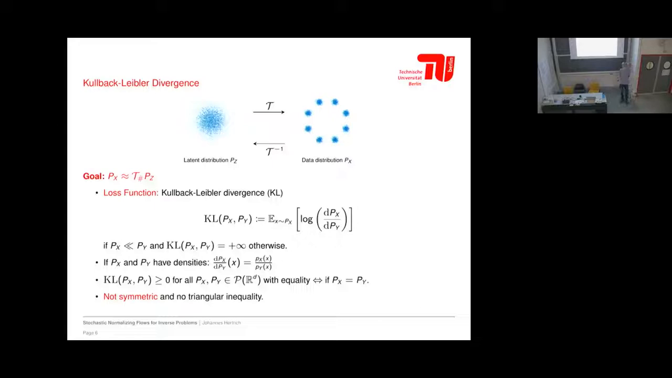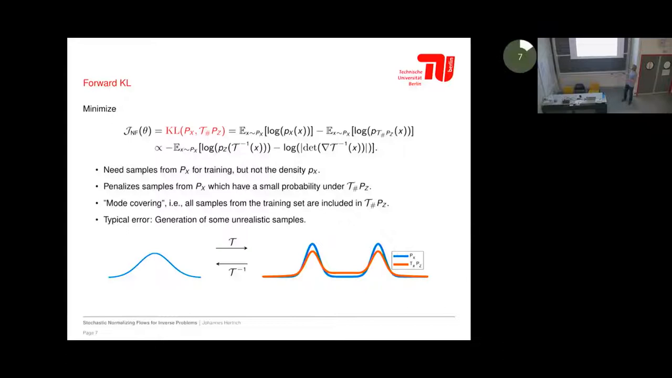Because it is not symmetric, we have two canonical ways to measure the similarity. These two canonical ways yield two different loss functions which we can use for normalizing flows. The first loss function is often called the forward KL loss function. The basic idea is to say that our first measure will be the data distribution, and the second measure will be our approximation.